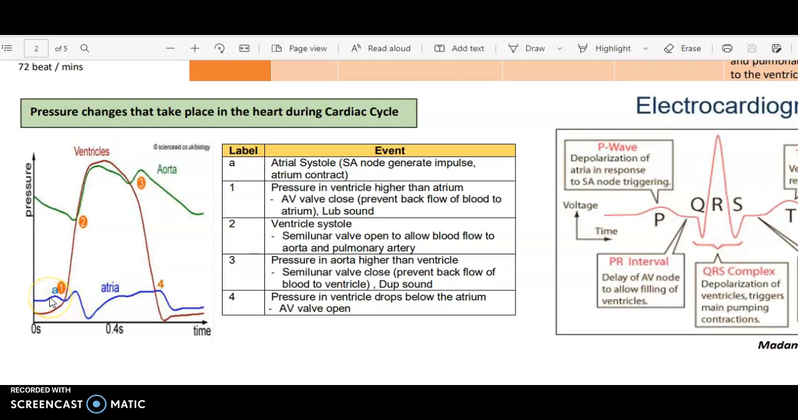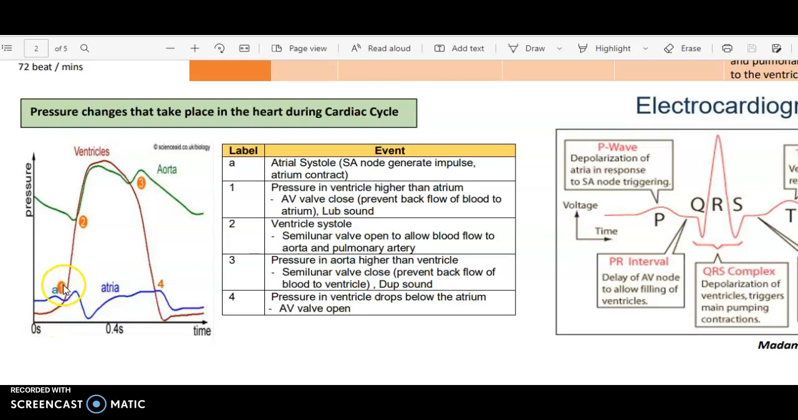A represents the sinoatrial node generating an impulse. So A represents atrial systole. Why atrial systole? Because of the generation of the impulse by the SA node. So during atrial systole, the atria contract and pump blood to the ventricle.